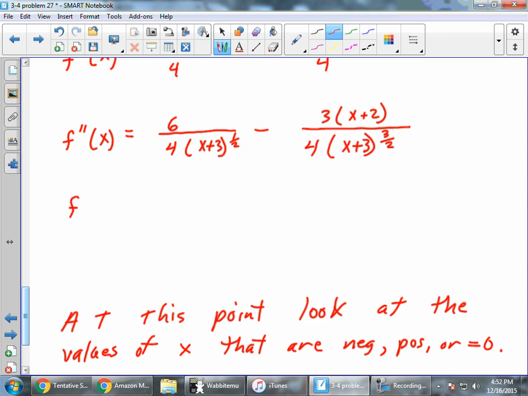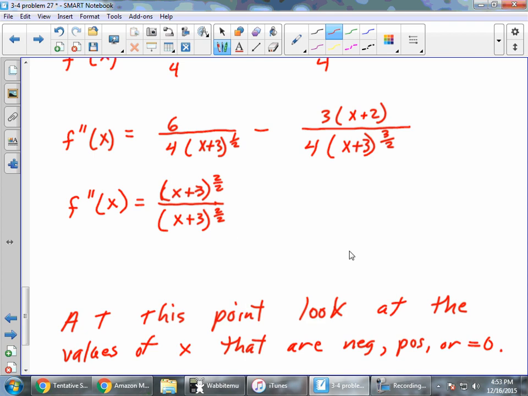Then we have f double prime of x, second derivative. So we have now the x plus 3 to the 1/2 over here and x plus 3 to the 3/2 over here. We really want to get common denominators anytime we're subtracting fractions. And even though these are a little messy, yes, they are fractions. So let's multiply numerator and denominator by x plus 3 to the 2/2. We did that before, so we're used to it. X plus 3 to the 2/2. See, it's just a multiplicative identity.